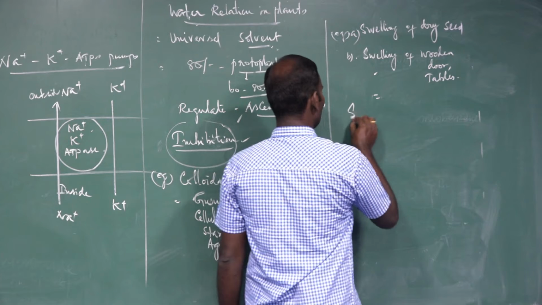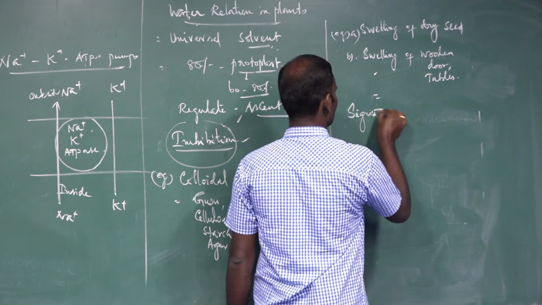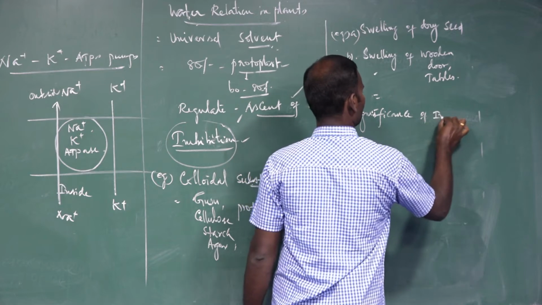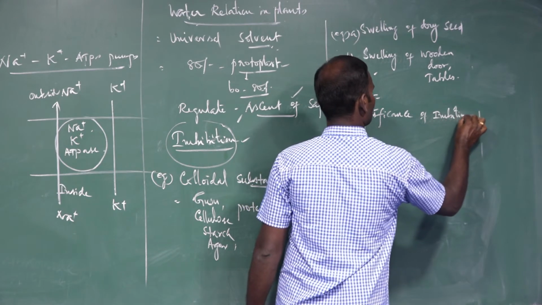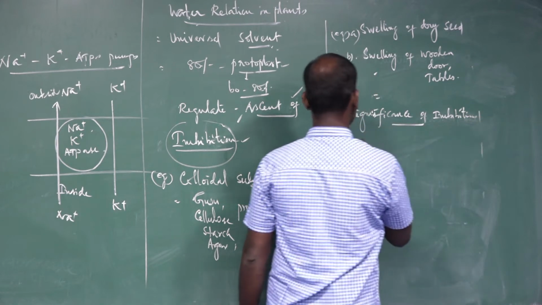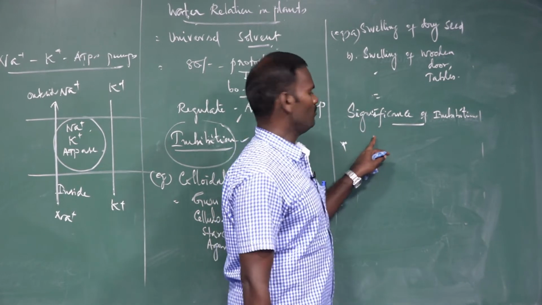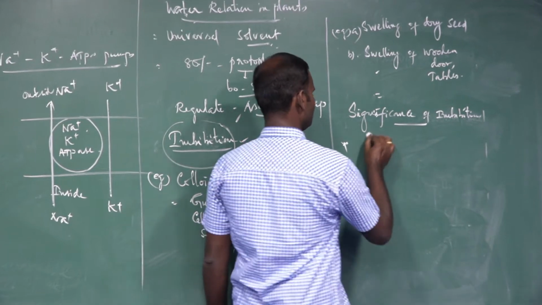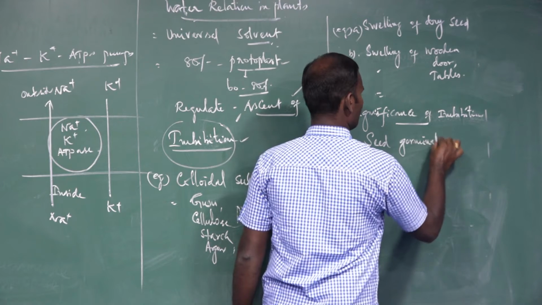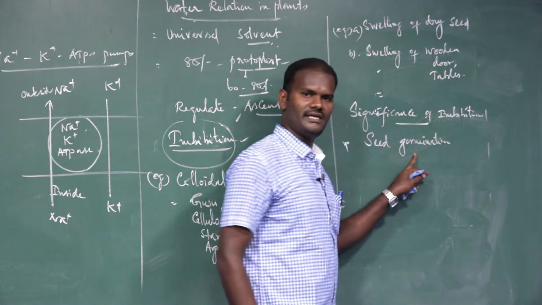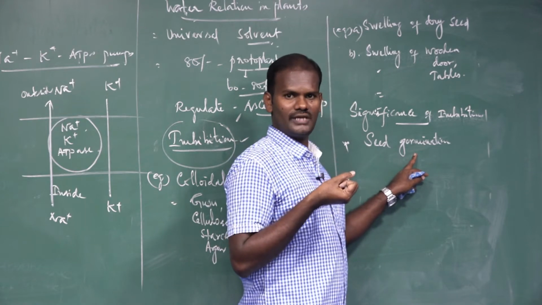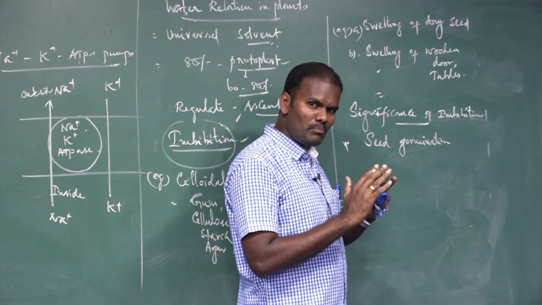Then what is the significance of imbibition? What is the importance or significance of imbibition? Imbibition actually plays an important role in seed germination. During seed germination, imbibition helps in the absorption of water molecules. As a result, the seed can burst.